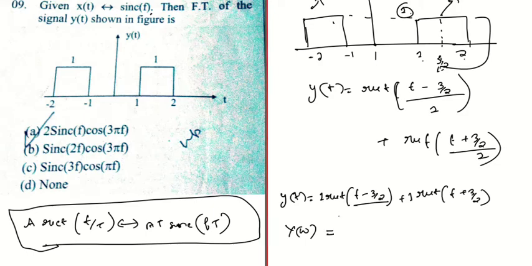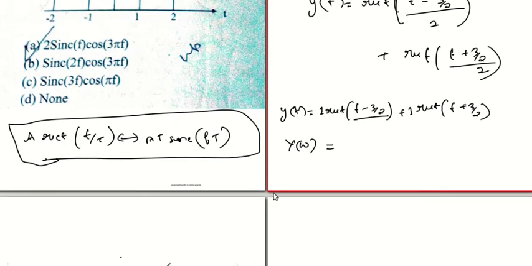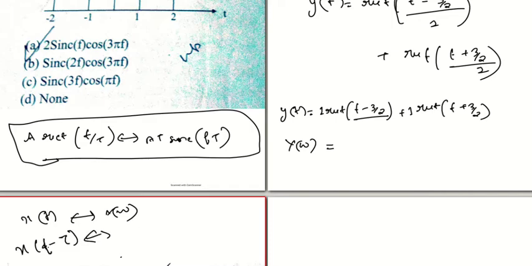So Y of omega, I can write rectangle (t minus 3/2). What happens when it is time shifted? If x of t has Fourier transform X of omega, then x of (t minus tau) will have Fourier transform equal to e raised to minus j omega tau into X of omega. So for rectangle of (t minus 3/2), first of all I will find the Fourier transform of a rectangle and then multiply it with e raised to minus j omega 3/2.